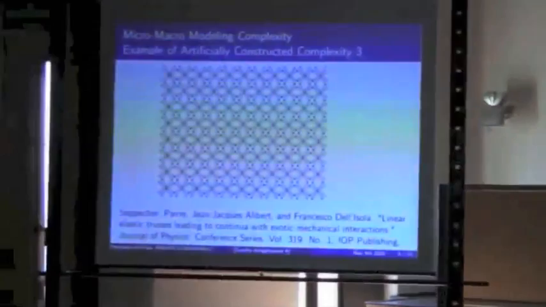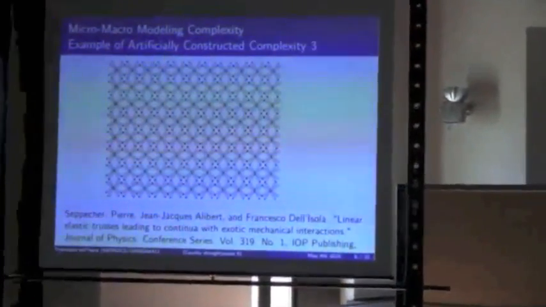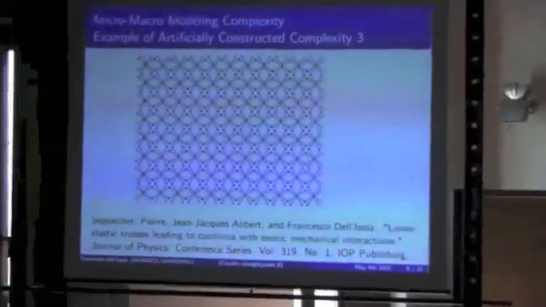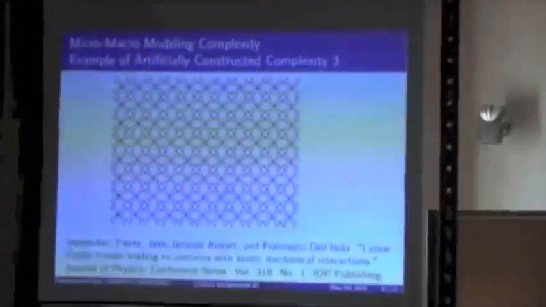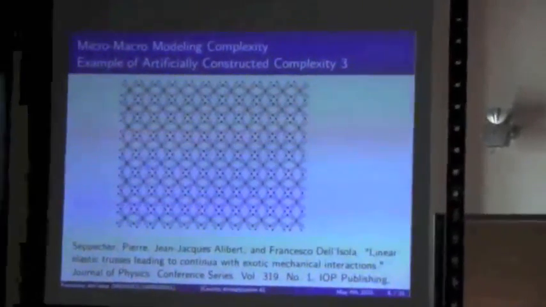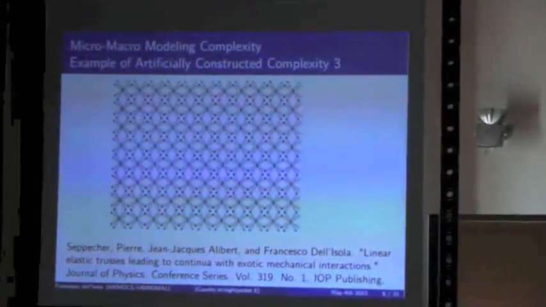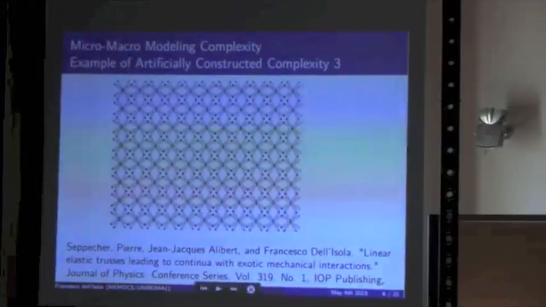With Pierre Seppecher and Jean-Jacques Alibert, we proposed, and we will discuss a little bit more about this, a material which is purely second gradient material in the macroscopic description. I will tell you exactly what I mean with macroscopic second gradient macroscopic material.